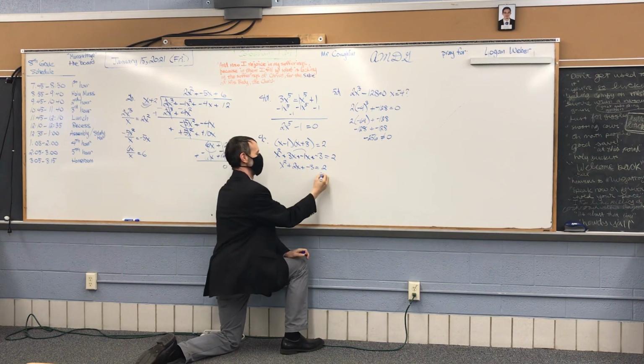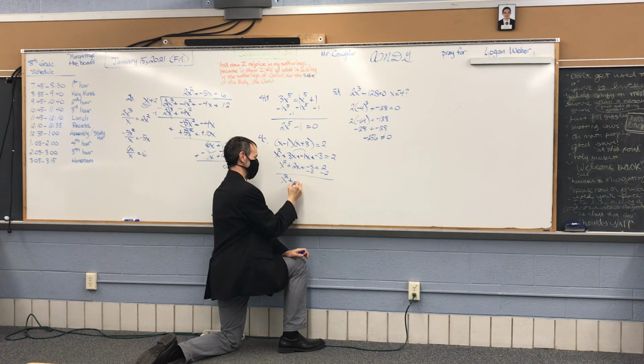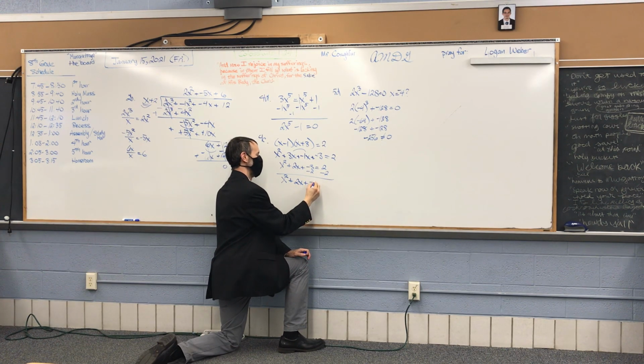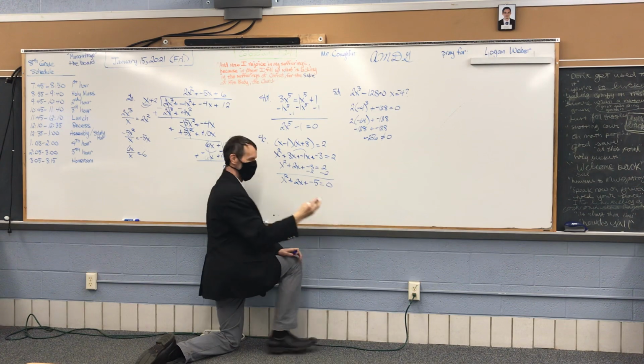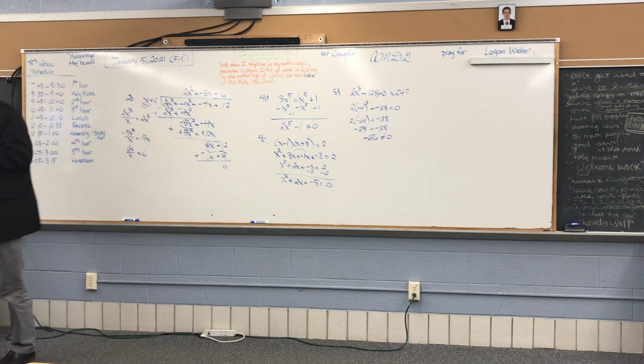Subtract 2 on both sides. So x squared plus 2x minus 5. Yeah, exactly. There's your formula. And the degree is 2. It's the highest power.